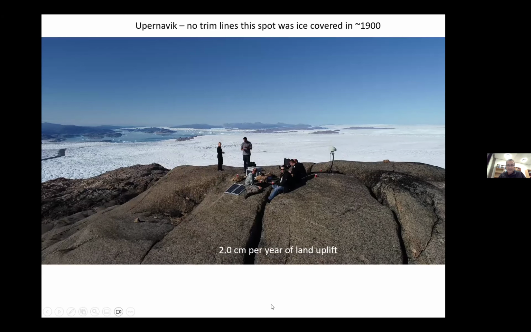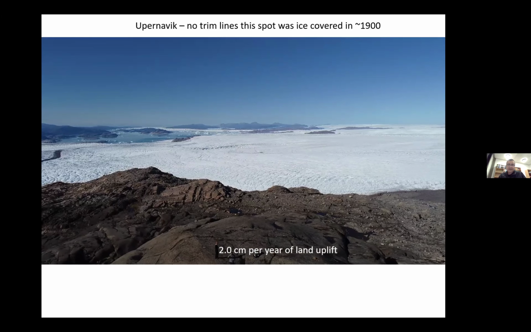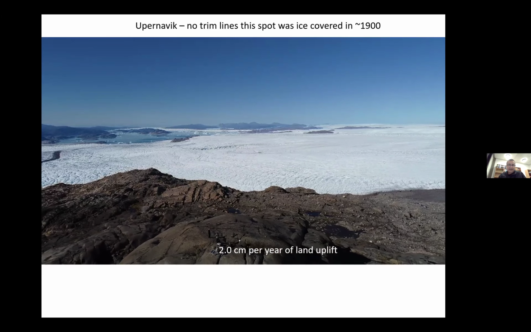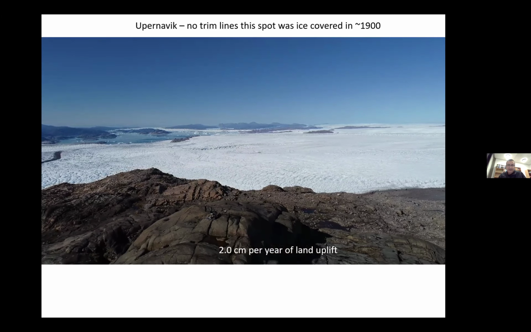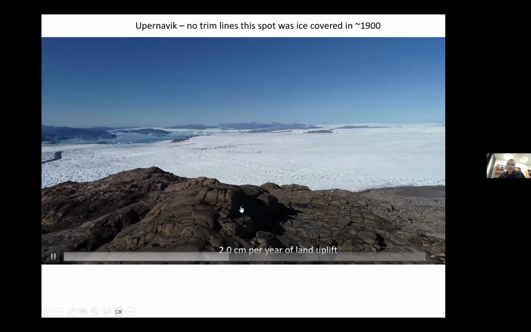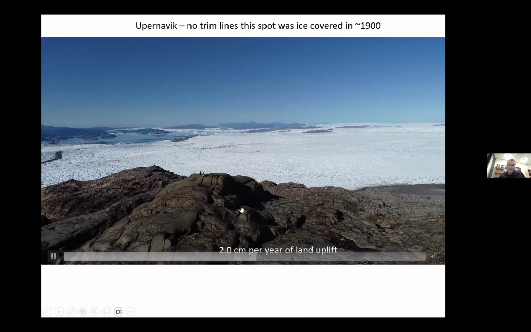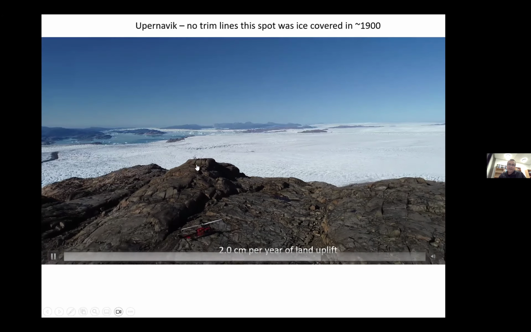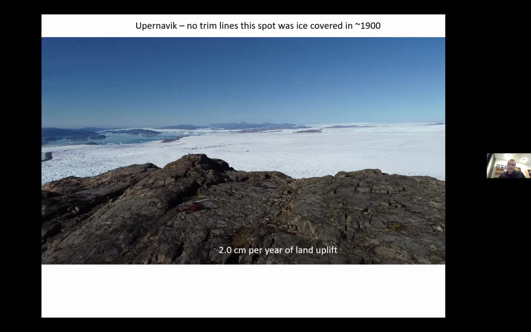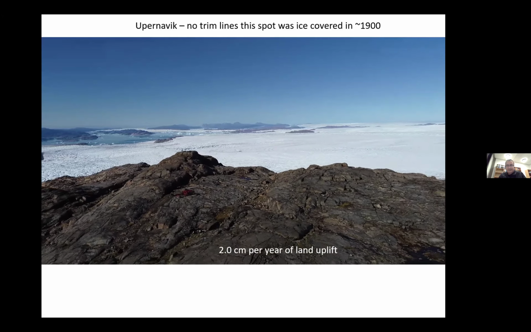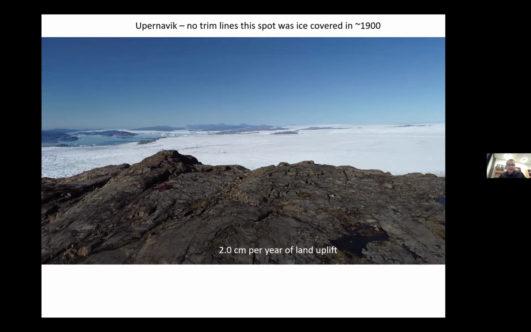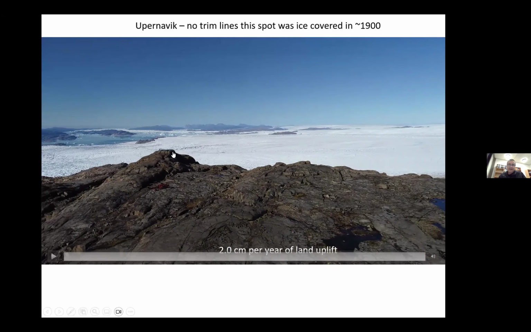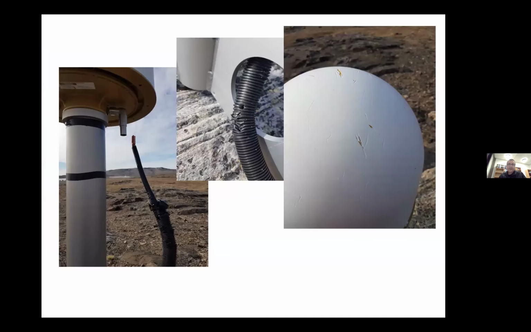The movie here shows a typical station. And normally we put it on a mountaintop. And in this region here, there are actually no trim lines, suggesting that the top of the mountain where we installed the GPS station was covered by ice in 1900. And in this region, we have uplift of approximately 2 centimeter per year.